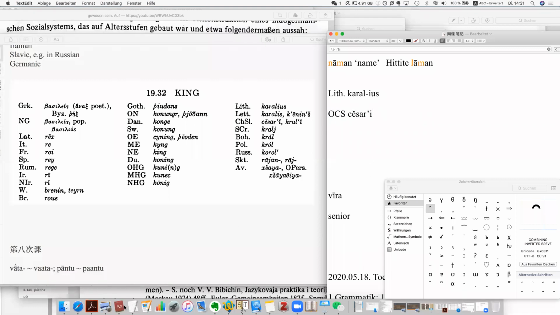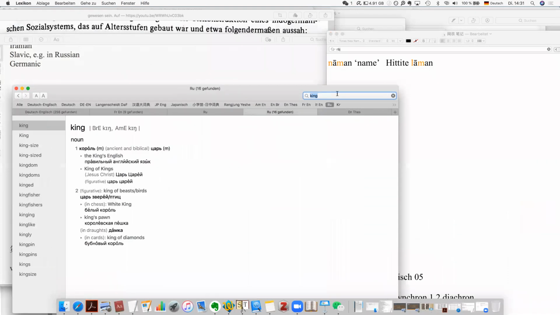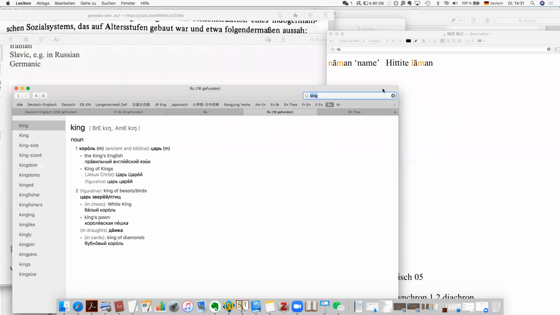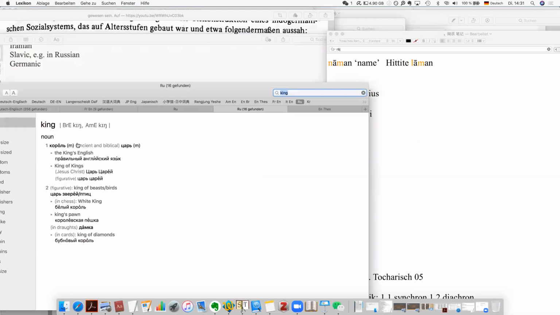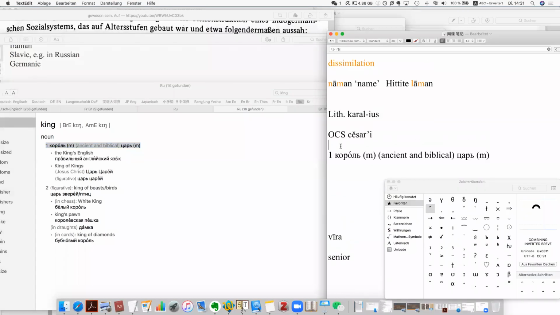So, and also if we check, so let's actually first check the Russian dictionary. So if you check the Russian dictionary for king, you actually have two results. The first result is called, so this is a very interesting information. So this is a Russian word, the Russian word for king. Yeah. So actually we have two words.